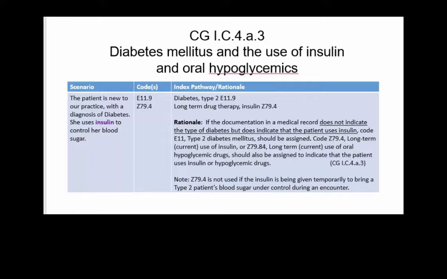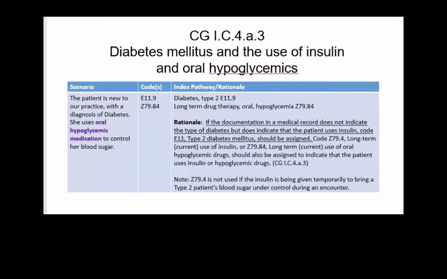And you see in the index that comes under long-term drug therapy. Then I have a note at the bottom of this slide that if a patient is in the ER, for example, and insulin is given to bring down their blood sugar temporarily, they've not been on it long-term, then you would not code that Z79.4. That is only for the use of insulin long-term. And this is the same scenario, only this time the doctor has documented the patient is using oral hypoglycemic medication, which is a different code, Z79.84. It also comes under long-term drug therapy.